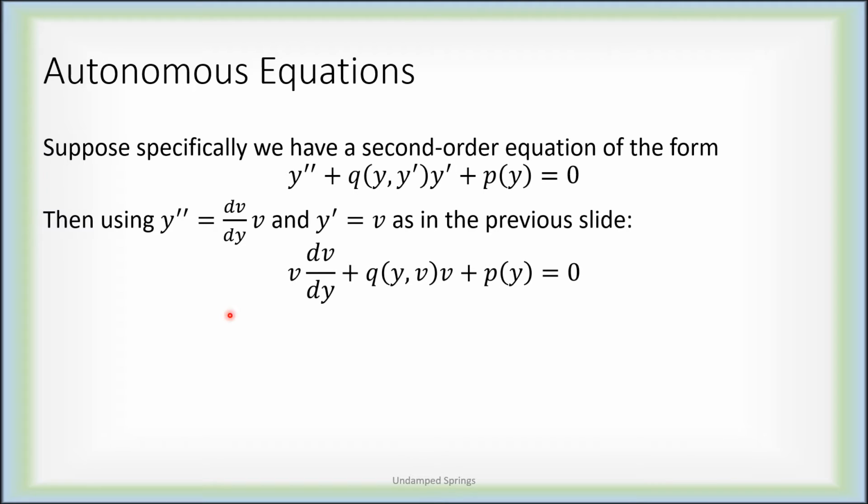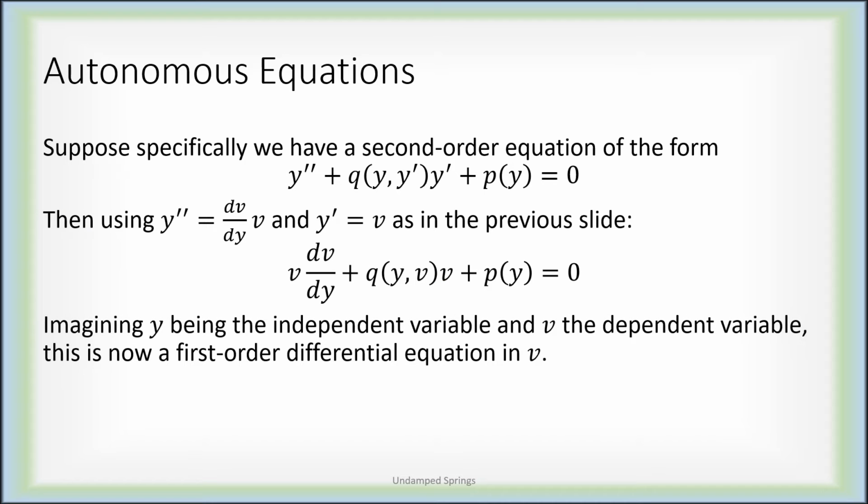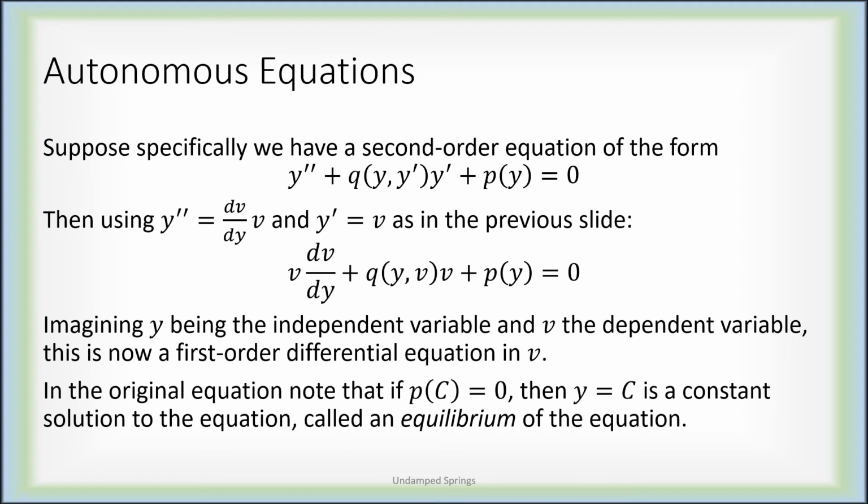So we have replaced y double prime with this, and every time we see a y prime, we replace it with a v here and here. So now imagine y is the independent variable. Your height is independent, but your velocity depends on it. This is now a first-order differential equation. We have v times v prime plus some function times v plus some other function equals 0.